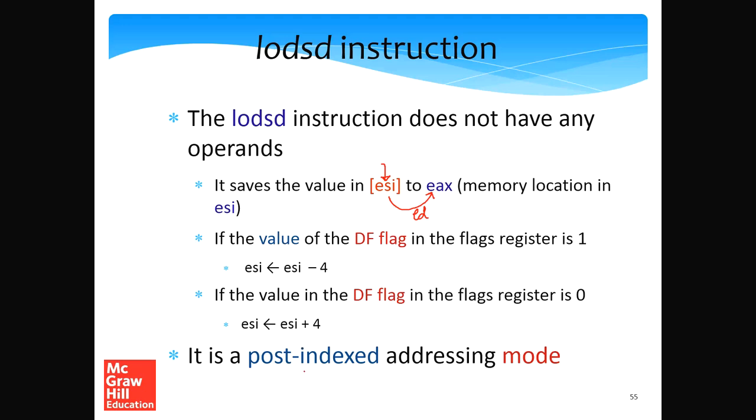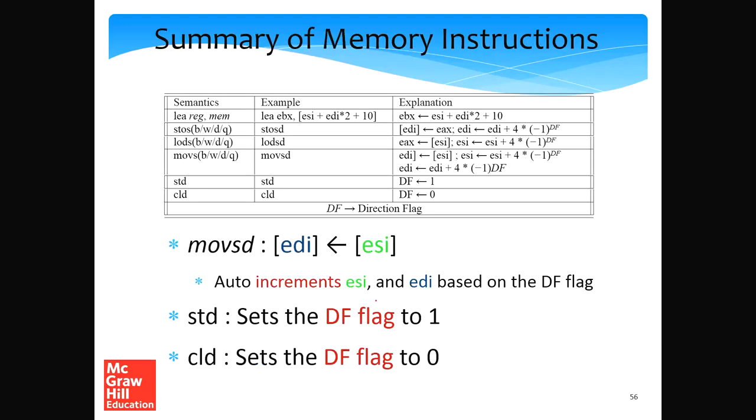So this is a post-indexed addressing mode, where we first access memory, in this case perform a load from the memory operand ESI. ESI contains the address, and then we subsequently modify the contents of ESI. We either subtract 4 or add 4 depending upon the value of the DF bit in the flags register. Alright.